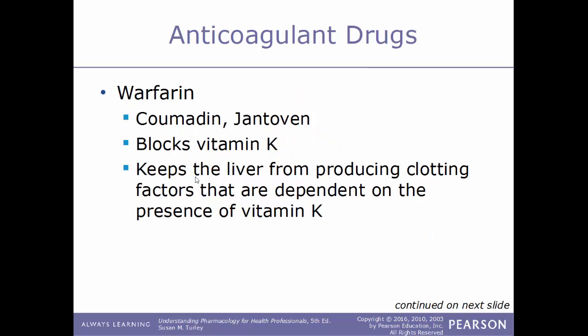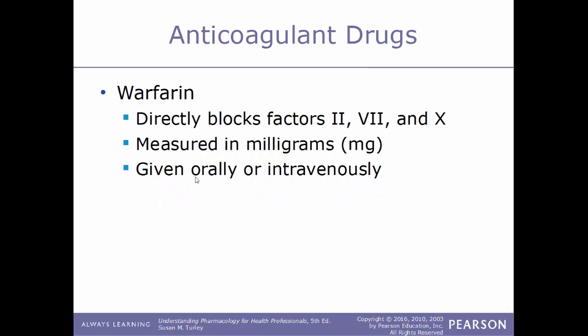All right, now we'll talk about another type of anticoagulant drug, another one that's very well known, warfarin. This is sold under the trade names Coumadin or Jantoven. And this type of drug acts to block vitamin K. It also works by keeping the liver from producing clotting factors that are dependent on the presence of vitamin K. Warfarin also acts to directly block the clotting factors 2, 7, and 10. Warfarin is measured in milligrams and can be given either orally or intravenously.